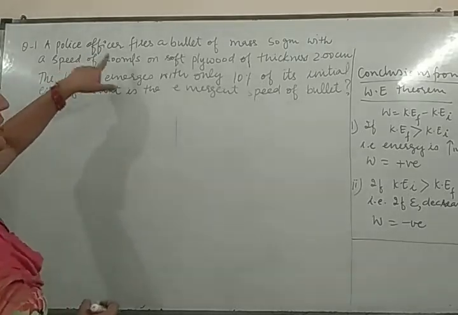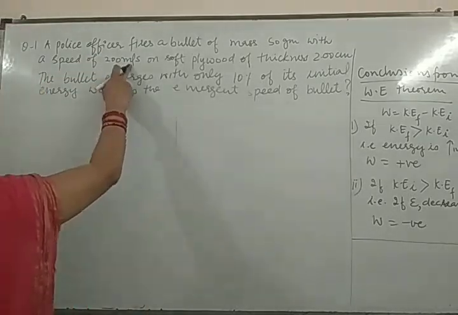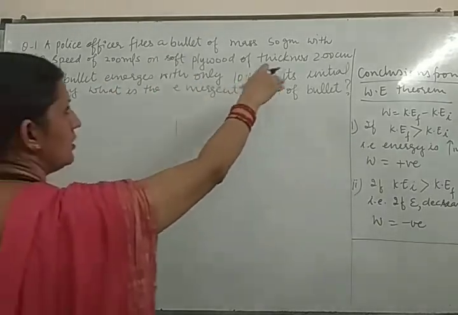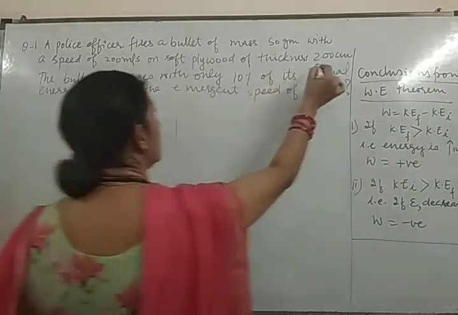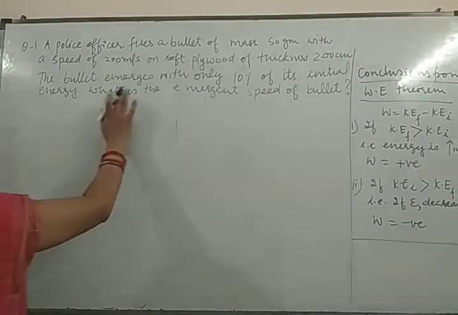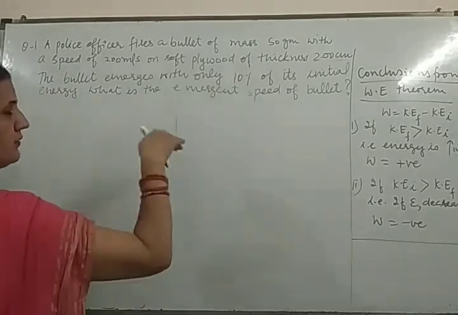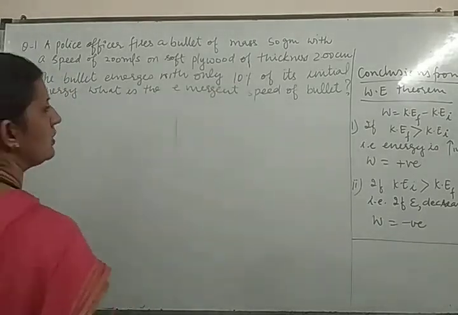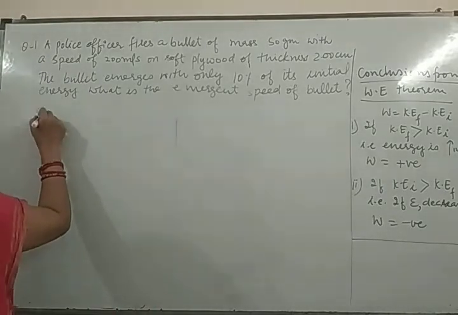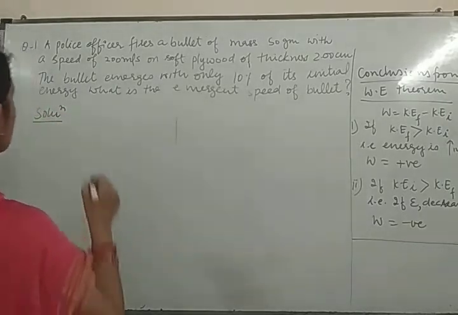A police officer fires a bullet of mass 50 gram with a speed of 200 meter per second into soft plywood. It enters up to 2 centimeter, and then the bullet emerges with only 10% of its kinetic energy. Find the final velocity with which the bullet is emerging from the block. So first of all, calculate the initial kinetic energy.